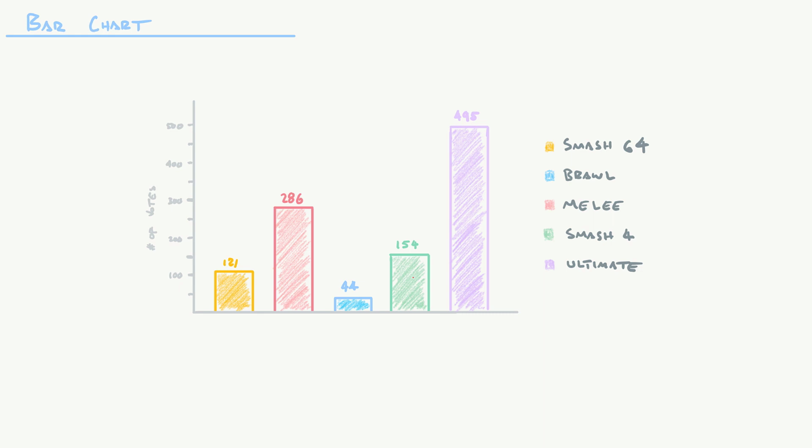Some things about the bar chart to notice is that we've got a y-axis in this case that's telling you the number of votes. So we have a nice scale here. The x-axis is going to be our categories. Again, I'm choosing to do that with legends.